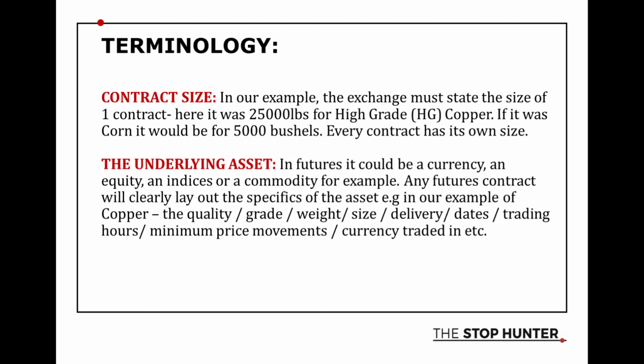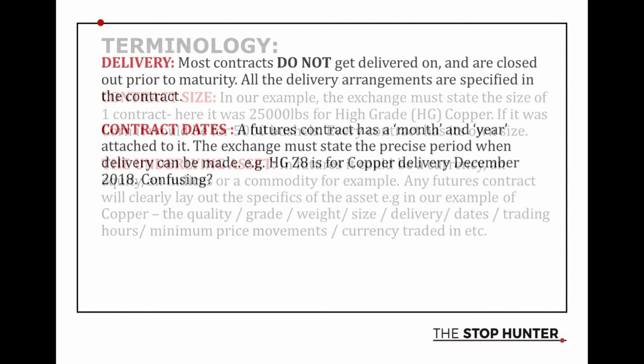The underlying asset, what does that mean? Well, we've worked out that futures are a derivative product, so it's the underlying asset. It could be copper, it could be oil, it could be a stock market, but that information that's key to the contract, the quality, grade, weight, size, delivery, dates, trading hours, all those sort of things are all included in the contract.